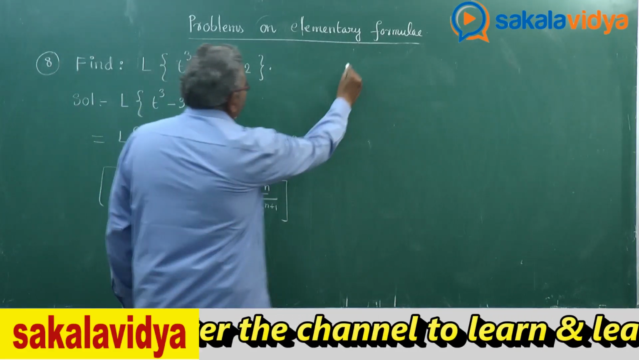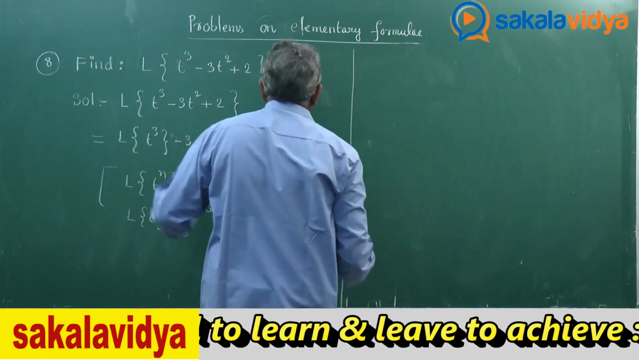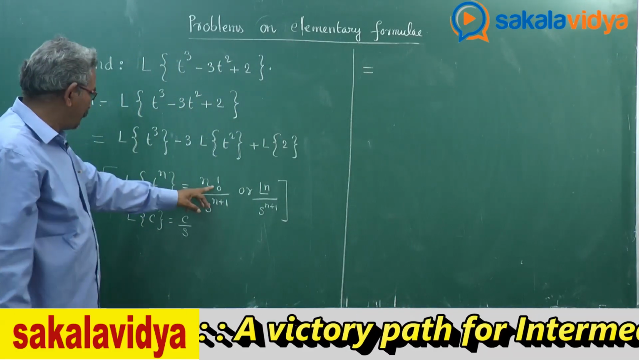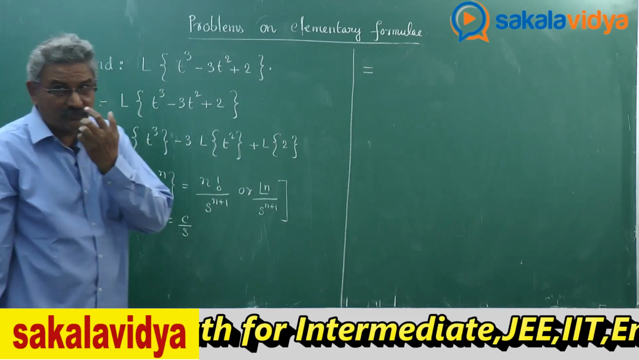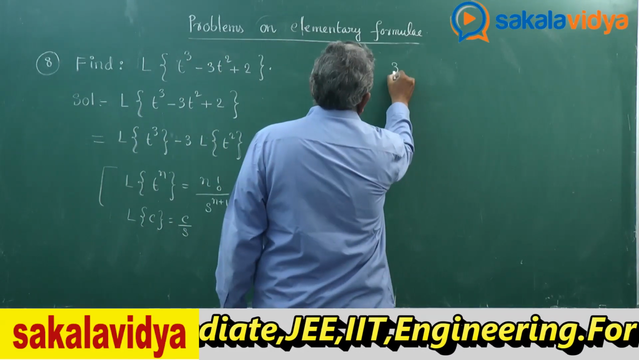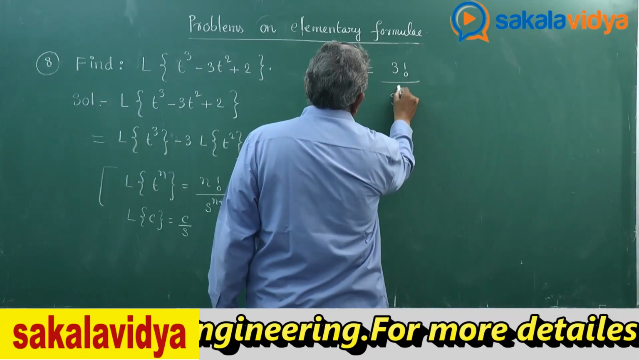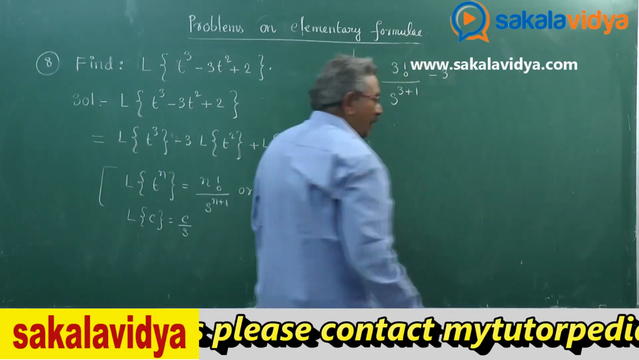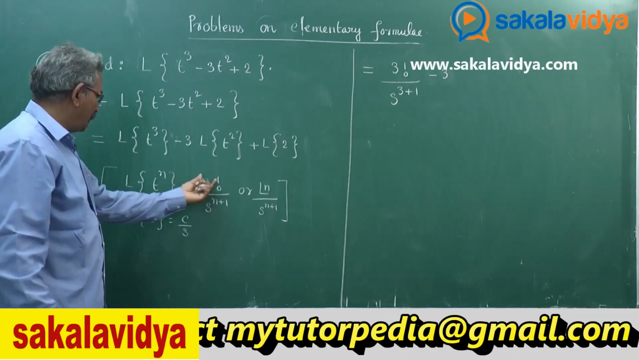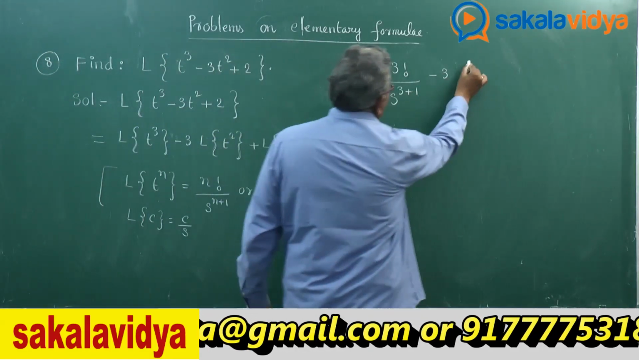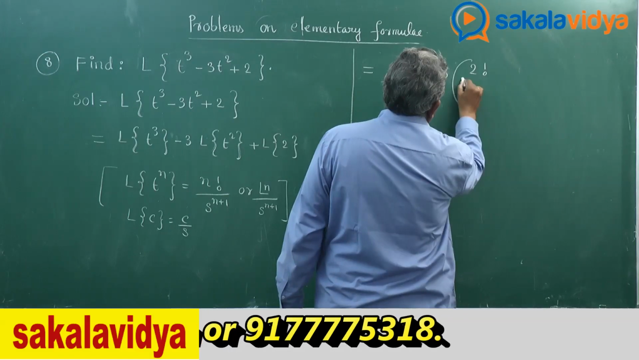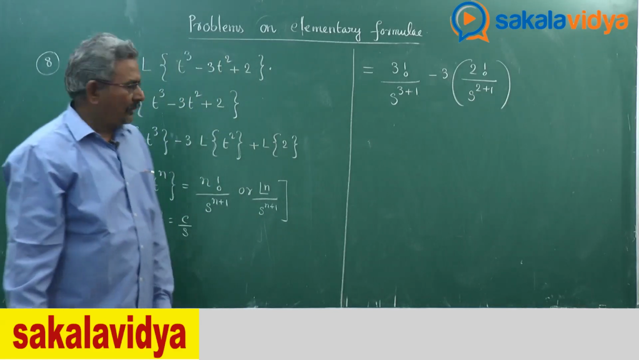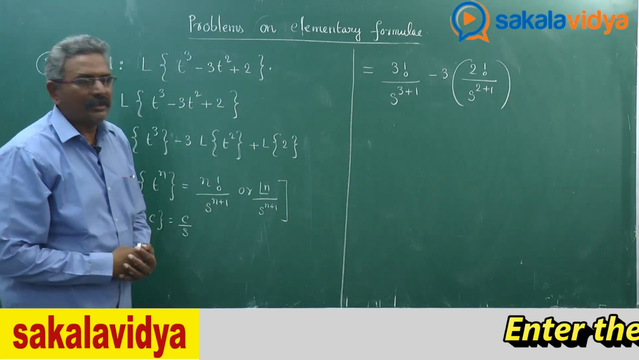So now we can write directly the Laplace transform of t cube. That is nothing but 3 factorial by s to the power of 3 plus 1, and minus 3 times the Laplace transform of t square, that is 2 factorial by s to the power of 2 plus 1. Now the Laplace transform of 2 is nothing but 2 by s.